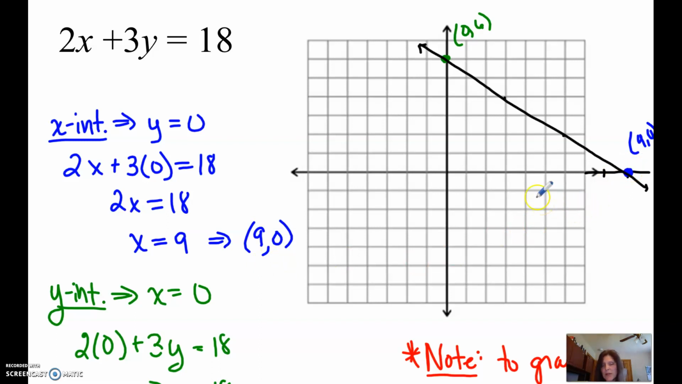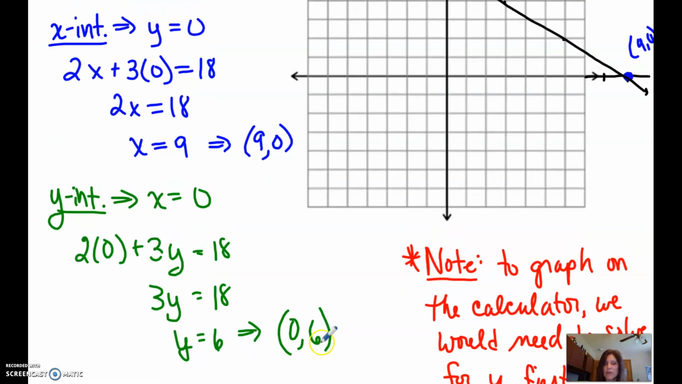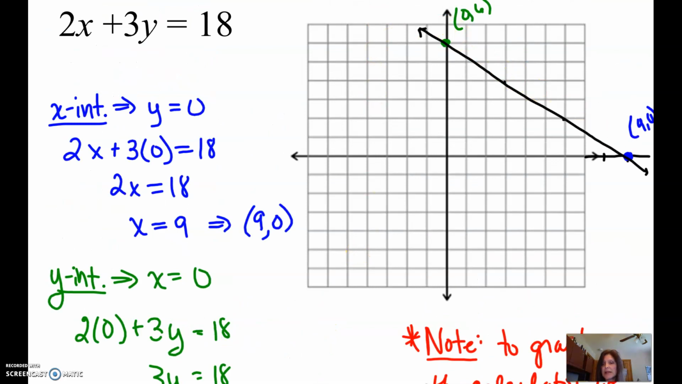Then I want to do the same thing, but on the y-axis, so this time I have to keep the x from going anywhere, so I'm going to let the x be 0. And when I do that and I solve the equation, I get (0, 6). So I've got this nice line.